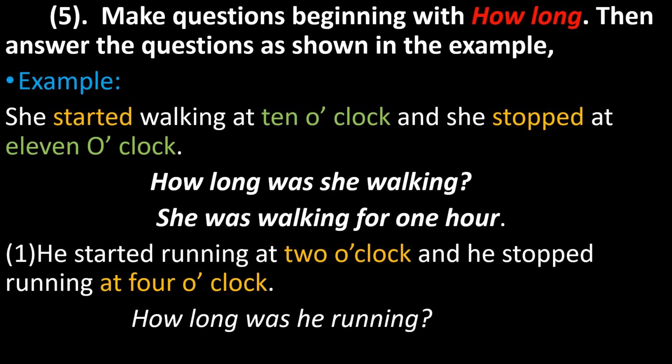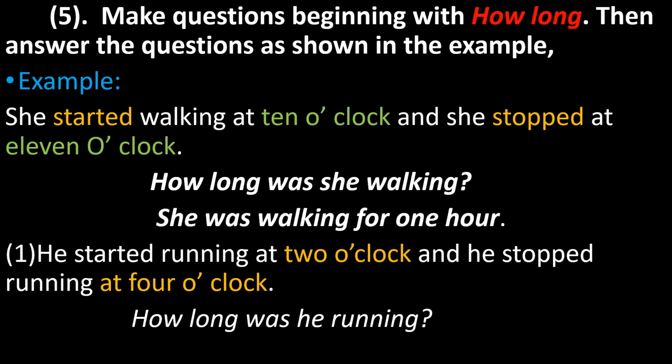Make questions beginning with how long. Then answer the questions as shown in the example. Example: she started walking at 10 o'clock and she stopped at 11 o'clock. How long was she walking? She was walking for 1 hour.